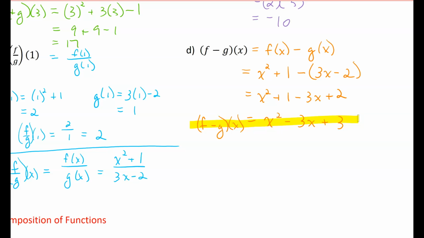Okay. So what do we think of function operations? Pretty straightforward? Yeah. Okay.